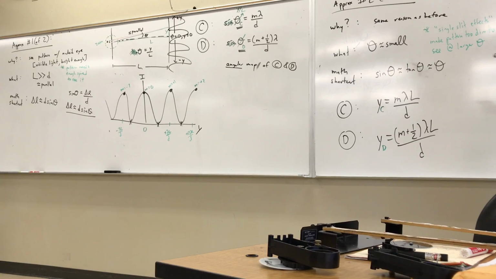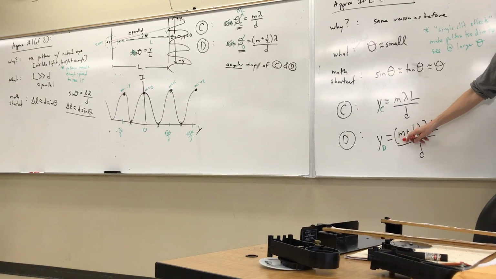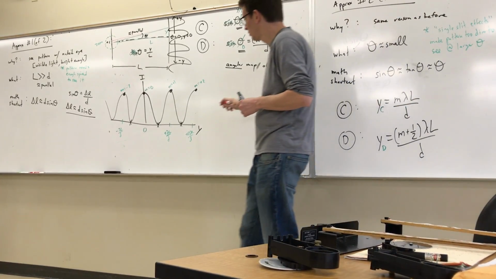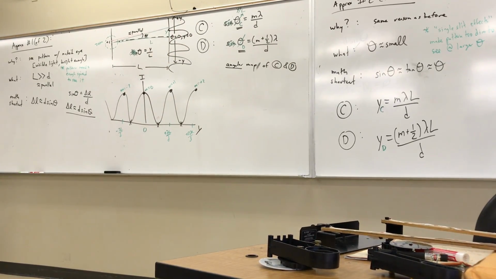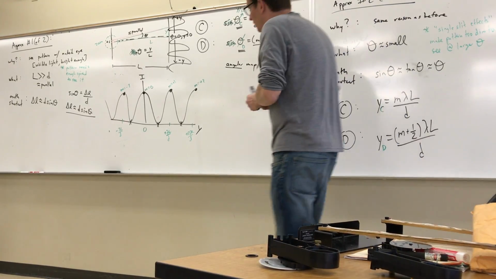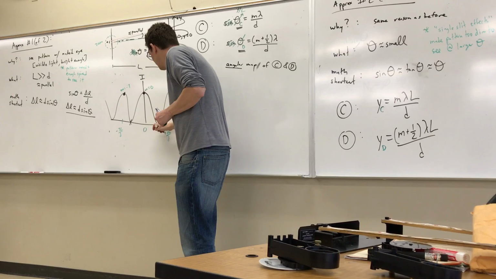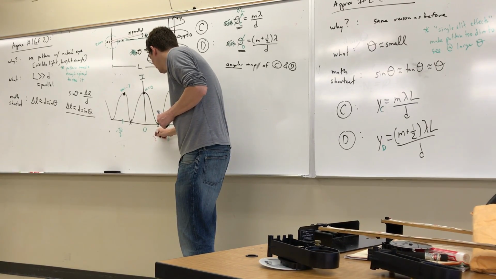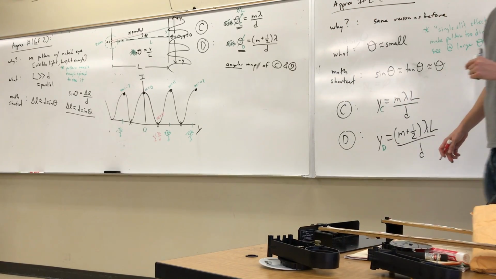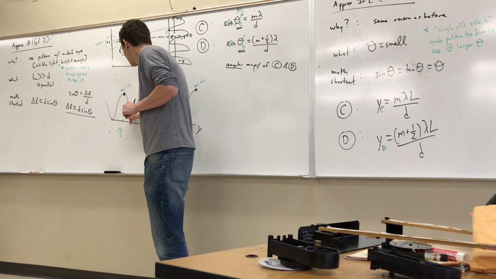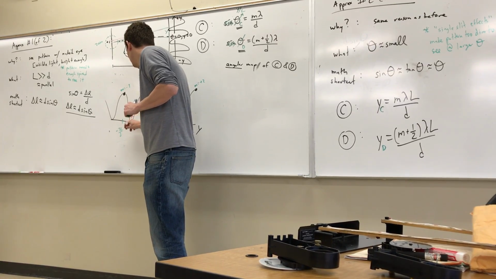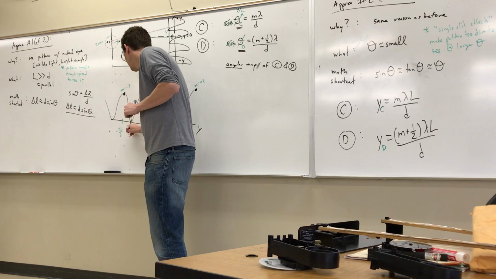All right? Let's try out the destructive one. So if I plug in M equals 0 here, I get 1/2 lambda L over D. So this is my M equals 0. Let me get a decent thing here of a different color. So this is my M equals 0 dark. That's plus 1/2 lambda L over D. Let's try plugging in M equals -1. So -1 plus 1/2, that's -1/2. So this is the M equals -1. That's minus 1/2 lambda L over D.